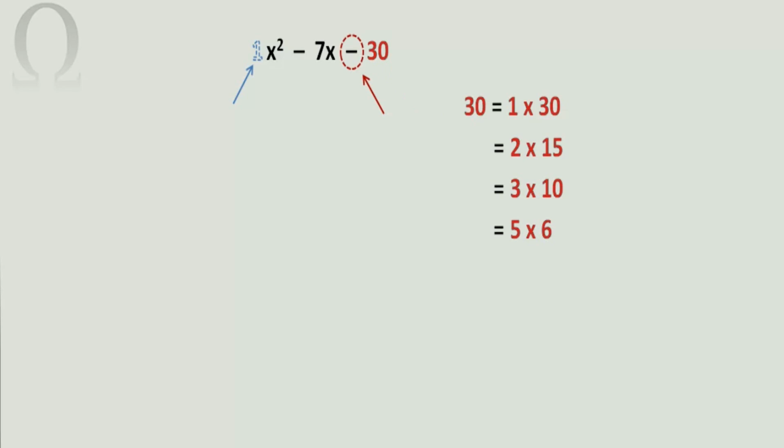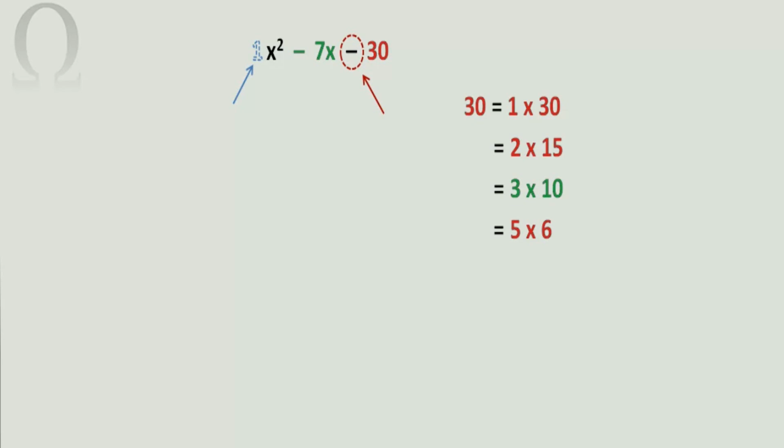get the middle term. The middle term of the expression is minus 7x, so we need to identify the factors of 30 that, when subtracted, give a difference of 7. The only factors of 30 that have a difference of 7 are 3 and 10.